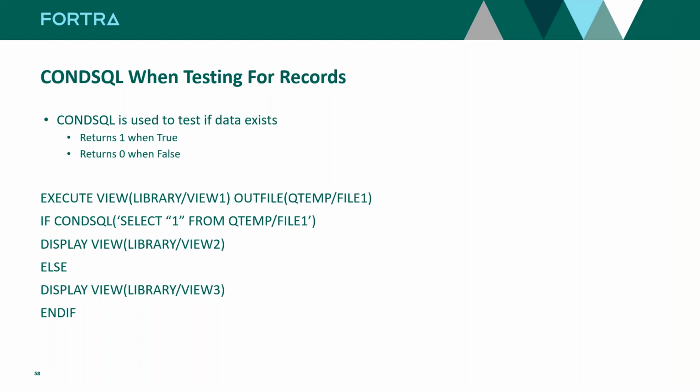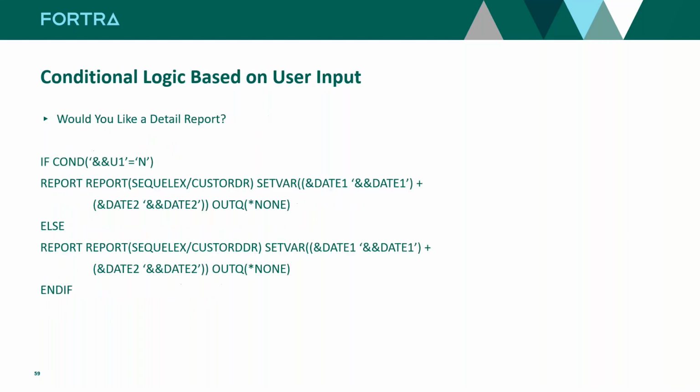In this simple example, we've got three views. We have what I'll call the control view, whatever we're going to run to determine if there's records. So we take that view one and we send it to a file just out in Qtemp. Then within this script, we use the condition SQL statement to query that work file. And if there's records, we're going to get a one back and it's true. So then we do the next command down and we will display view two. Otherwise, or else, we display view three. We do always need to end our if whenever we use an if condition inside of a SQL script. And that's pretty straightforward.